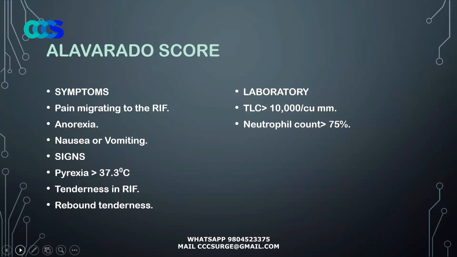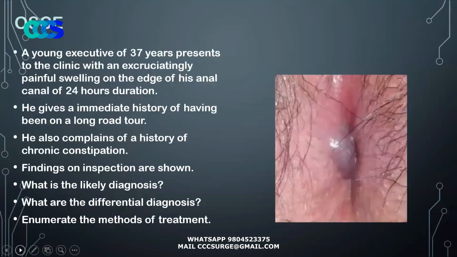tenderness in the right iliac fossa and rebound tenderness. The lab test which completes the Alvarado score is a total leukocyte count of more than 10,000 and a neutrophil count of more than 65 percent. That allows you the scoring system. The higher the score, the better it allows you to predict the presence of appendicitis.